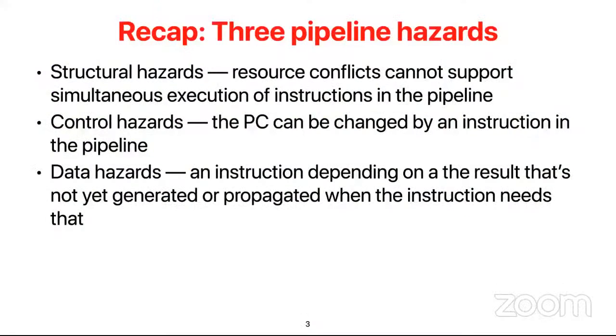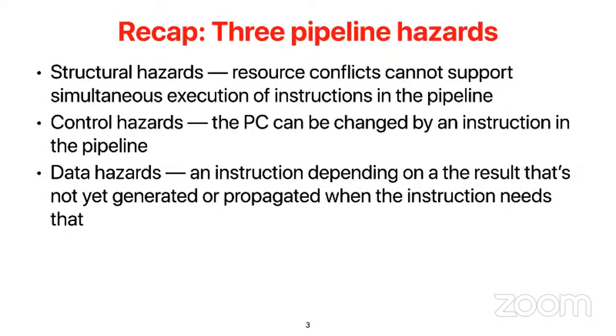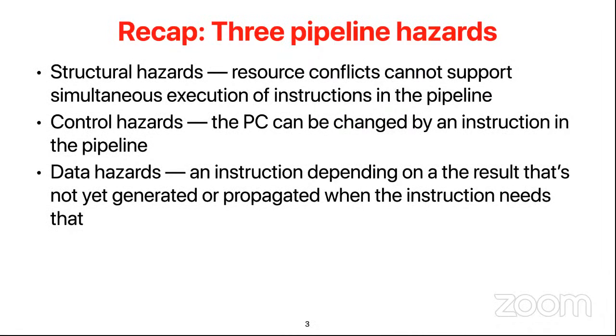So before we start, it's always good to put you in context. Why are we here? The reason we are talking about today's topic is that although we have pipelined processors, and in theory a pipelined processor can give us one instruction output per cycle, there are three pipeline hazards that prevent us from achieving such optimal throughput. The first type of hazard is called structural hazard, meaning that resource conflicts cannot support the simultaneous execution of instructions in a pipeline.